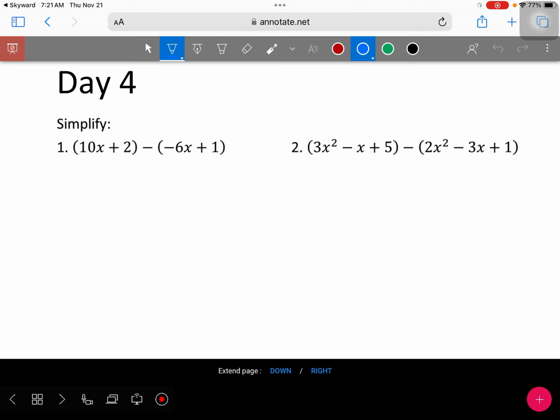And here we go. You keep the first set of parentheses. Keep this. You change subtraction to addition. And we're going to take the opposite of all of these. So that's going to change this to 10x plus 2 plus, when you take the opposite, 6x minus 1. So I am going to put together like terms, 10x and 6x.